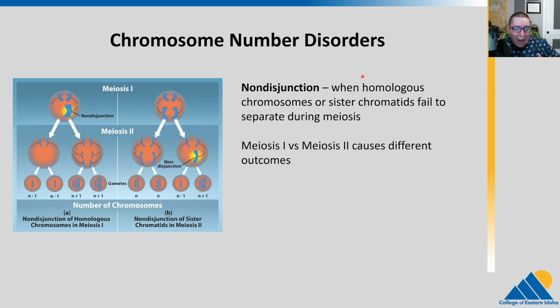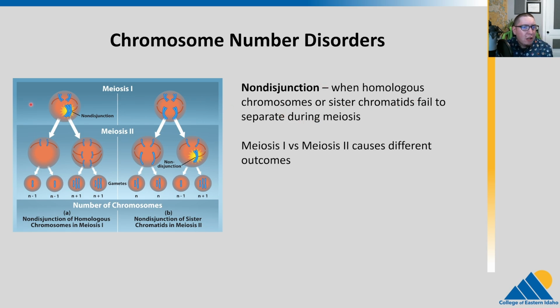But what can happen when things go wrong? Let's look at that. So let's talk about this process called non-disjunction, when homologous chromosomes or sister chromatids fail to separate during meiosis. We're going to talk about this in the context of meiosis because that's going to get passed on to our offspring. That's what we care about most. An individual cell in mitosis having this happen, usually it will get detected and then go through apoptosis. But in meiosis, if this doesn't get detected, bad things can happen. So a non-disjunction is when homologous chromosomes or sister chromatids fail to separate during meiosis.